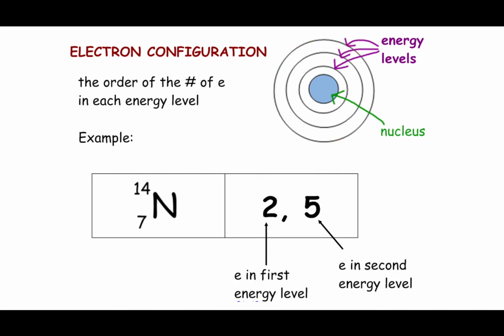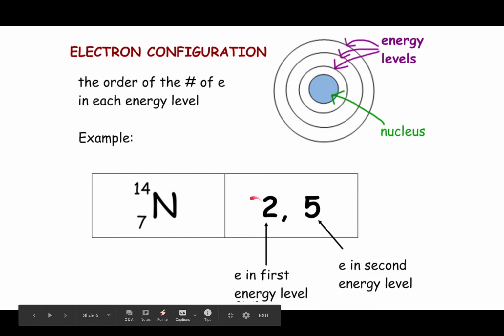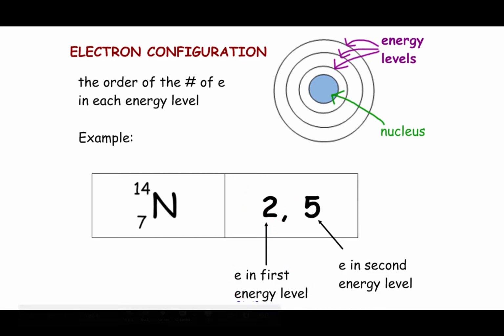So if we look at nitrogen, nitrogen has a mass of 14 and an atomic number of 7. Since we have an atomic number of 7, that means we can only have 7 electrons. If we go through the different energy levels, the first energy level can only hold 2 electrons, but I need 7 in total. So that means we need to go to the next energy level, which is the second shell, and then we can use up the rest of our 5 electrons in the second energy shell.